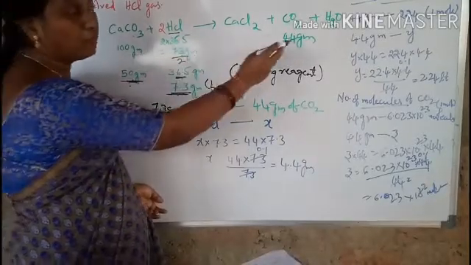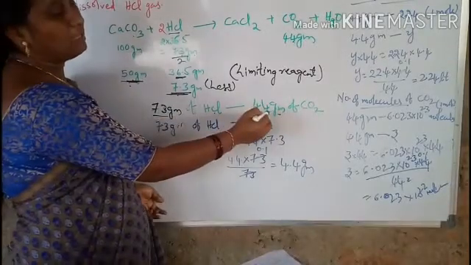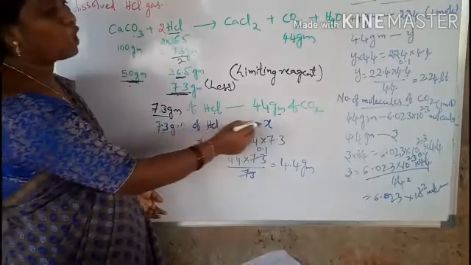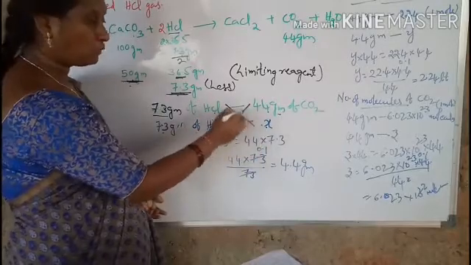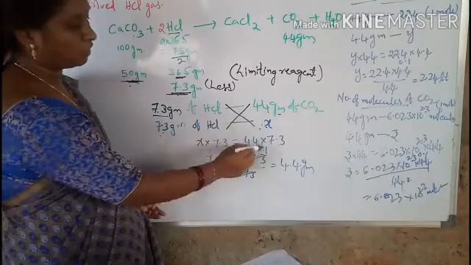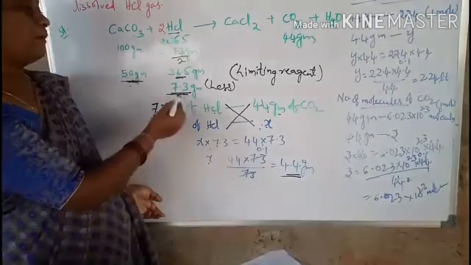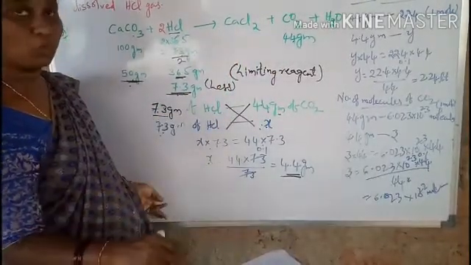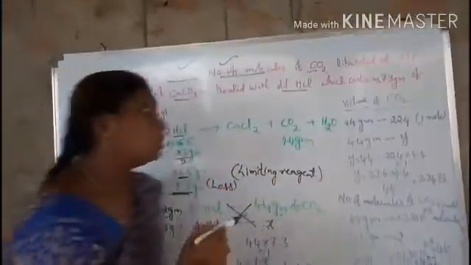73 grams of HCl gives 44 grams of CO2. Then 7.3 grams of HCl gives how much amount of CO2? Let it be x. So now do cross multiplication. x into 73 is equal to 44 into 7.3. So after calculation you will get 4.4 grams. So 7.3 grams of HCl gives 4.4 grams of CO2. So the mass is calculated. Then you have to calculate the volume and number of molecules.